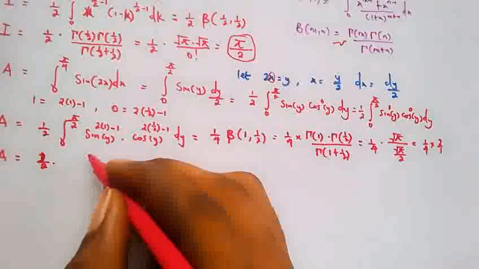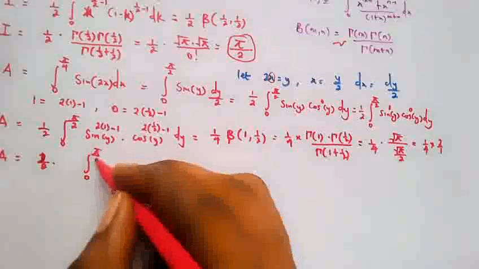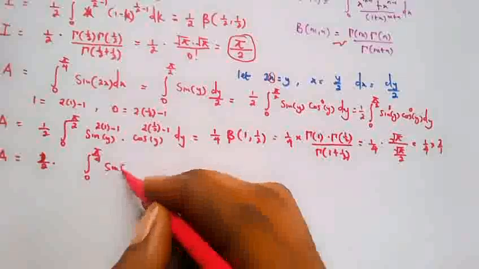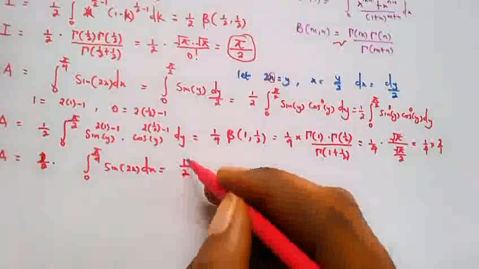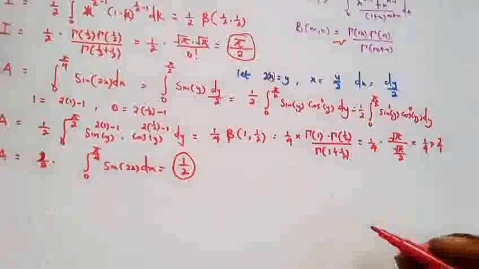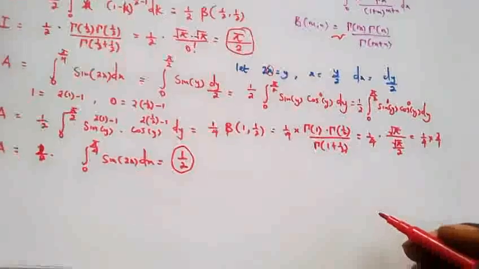So we said that the integral from 0 to pi over 4 of the sine function of 2x dx is equal to 1 over 2, and this is the required answer to the question.